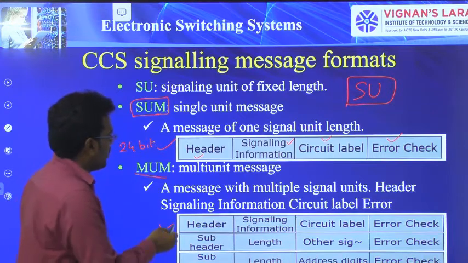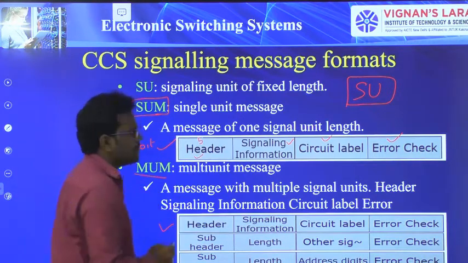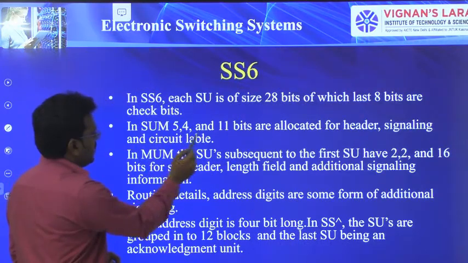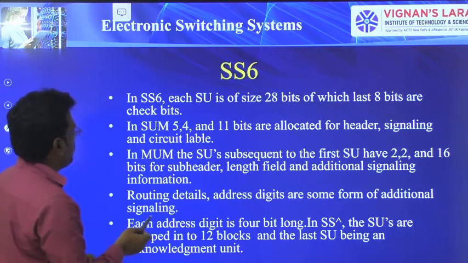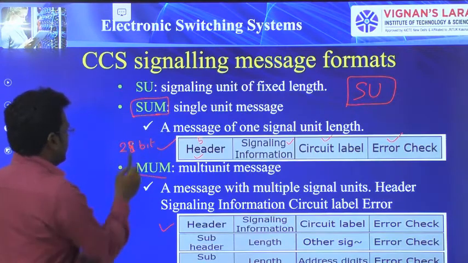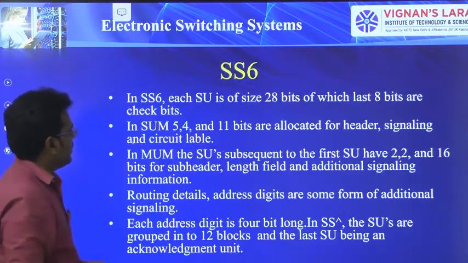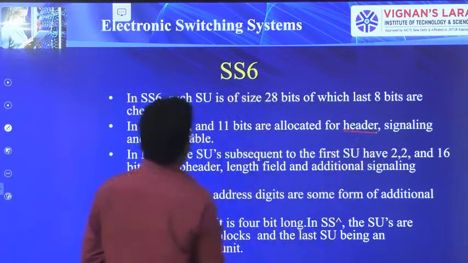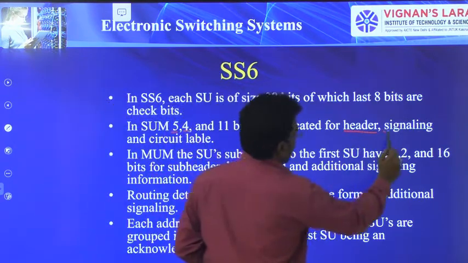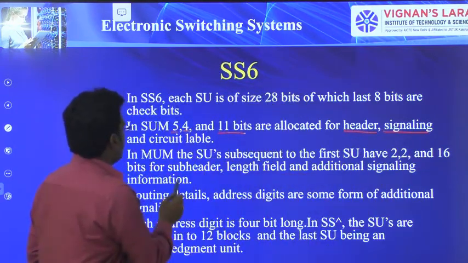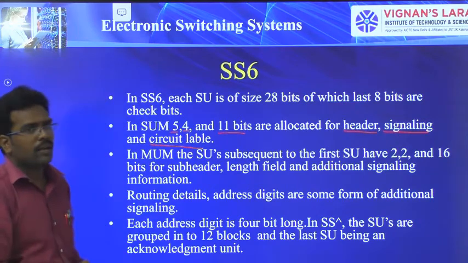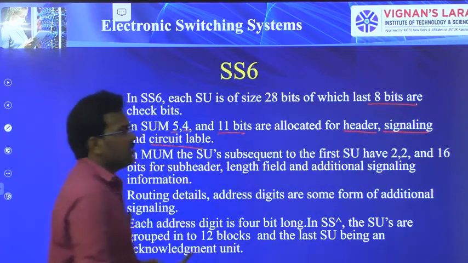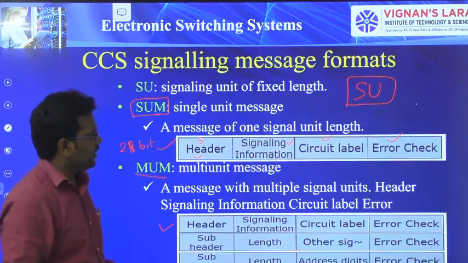The size of the header is 5 bits, and we see this pattern here. Out of these, it's not 24, it is 28 bits. Sorry. So out of these 28 bits, it dedicates 5 bits for the header, 4 bits for signaling, and 11 bits for circuit labels. The remaining last 8 bits are used for check bits. That's nothing but your error check.